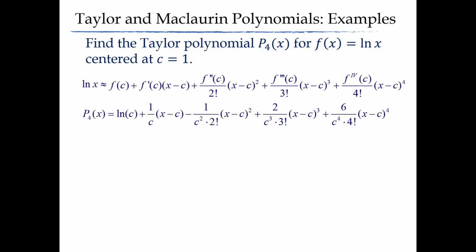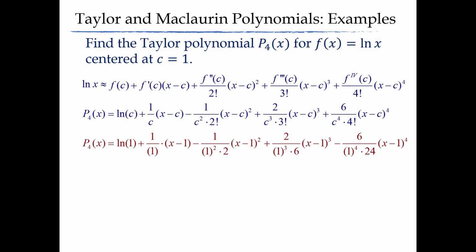And the fourth derivative of ln of x is 6 over x to the fourth power. In this case, 6 over our center value to the fourth power times 1 over 4 factorial, times the quantity x minus c to the fourth. So if we just substitute in our center value of 1, we could evaluate this. ln of 1 is 0, so that first term drops out, and we end up with x minus 1 minus x minus 1 squared over 2 plus x minus 1 cubed over 3 minus x minus 1 to the fourth power over 4.